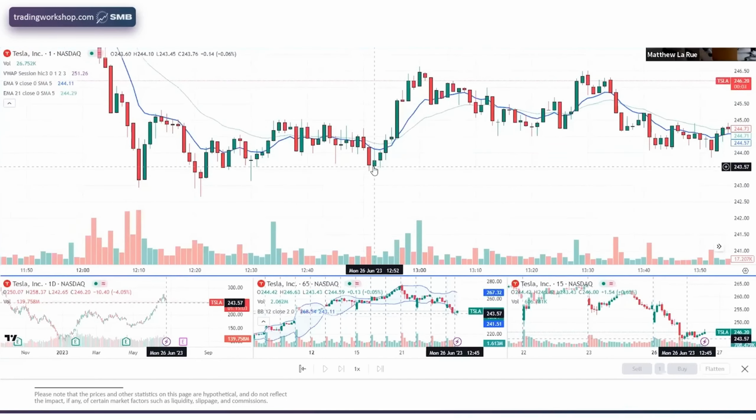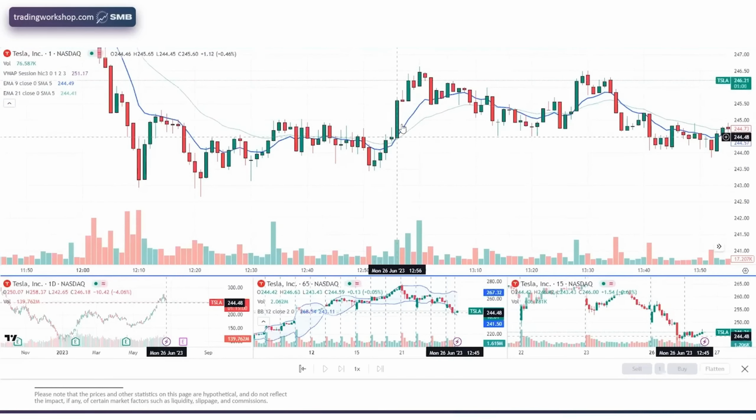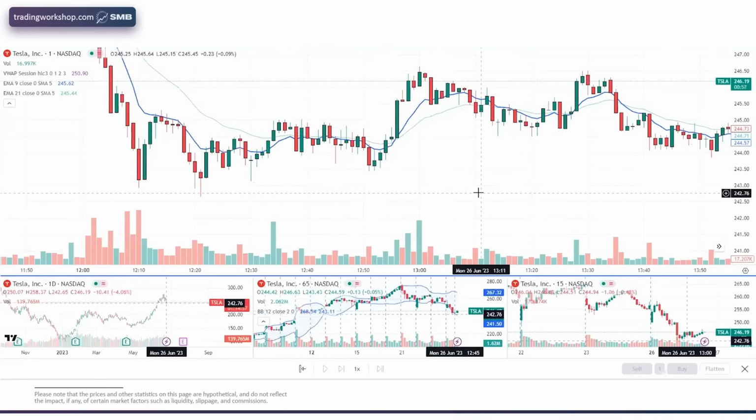Where everybody's like, okay, this is going to make a new low, and the buyers just step in. You can see the quickness of the response, right? The abruptness of the response there.